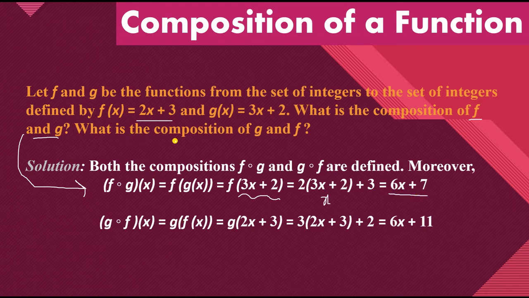Okay, similarly when we are going to find out the composition of g and f, how we are going to represent it, it is going to be represented as g of f. So we are going to insert the value of f of x inside g. So g was 3x plus 2, so inside x we are going to write the value of the function f. So this would become 3 into 2x plus 3 plus 2, and this would be the simplified result of it.